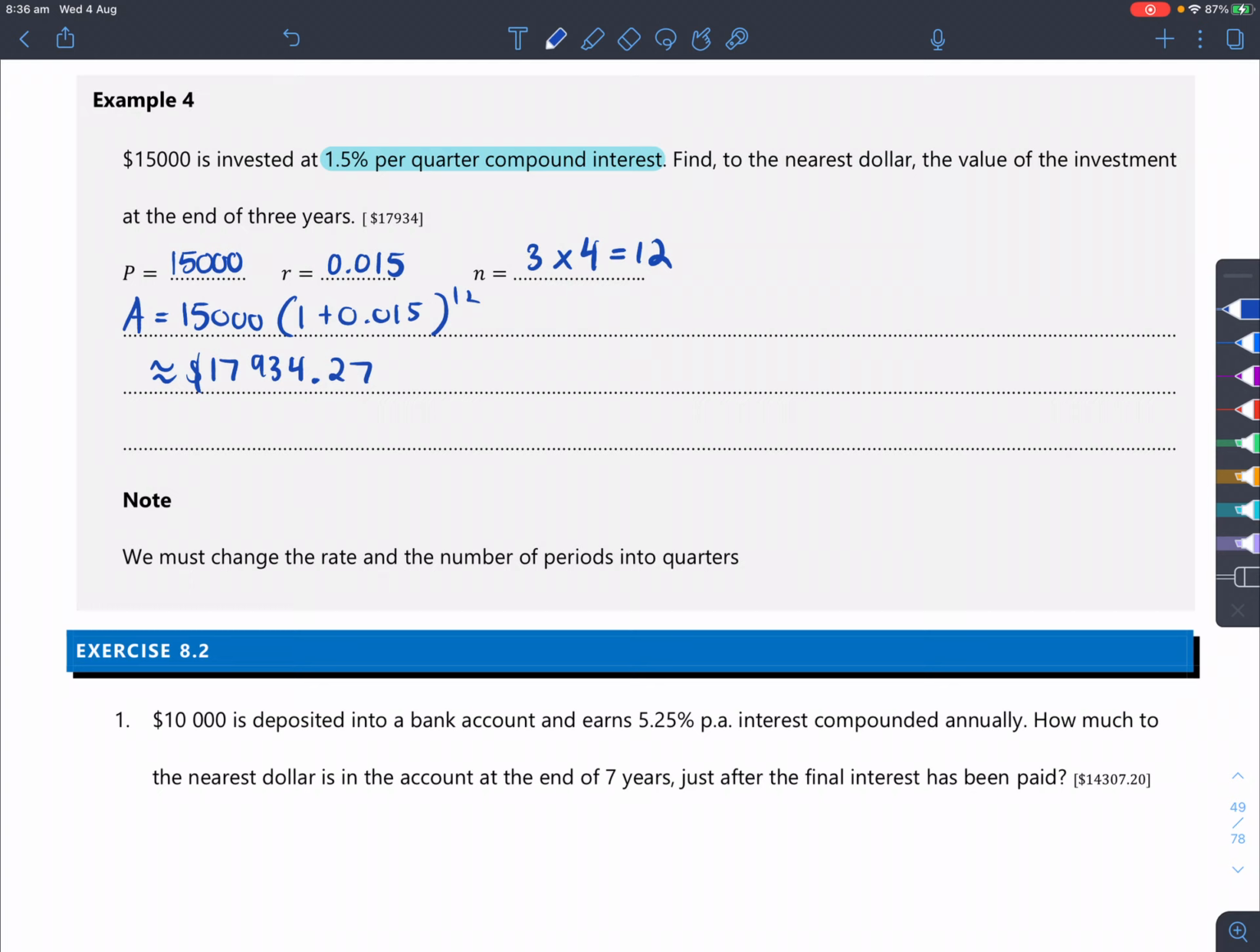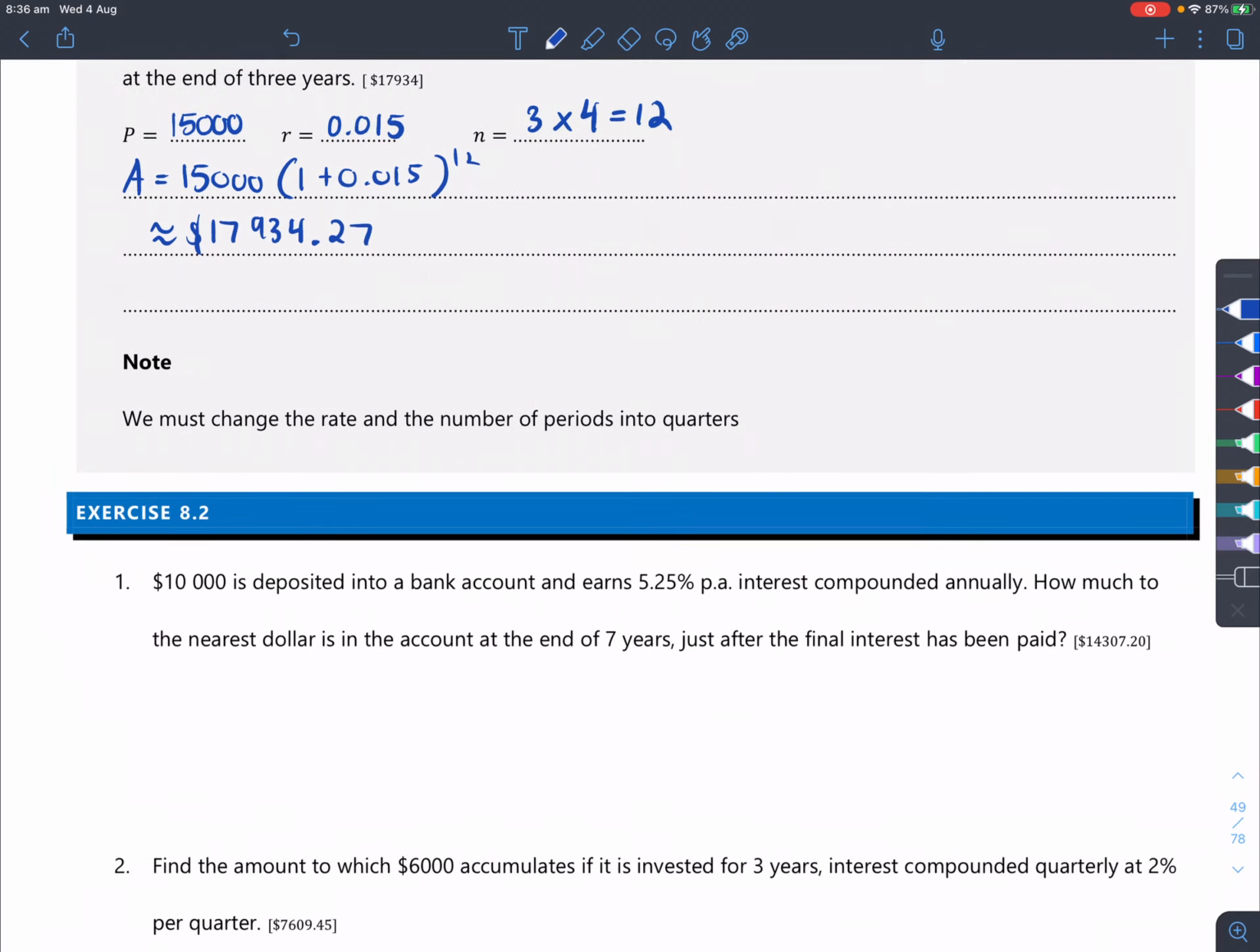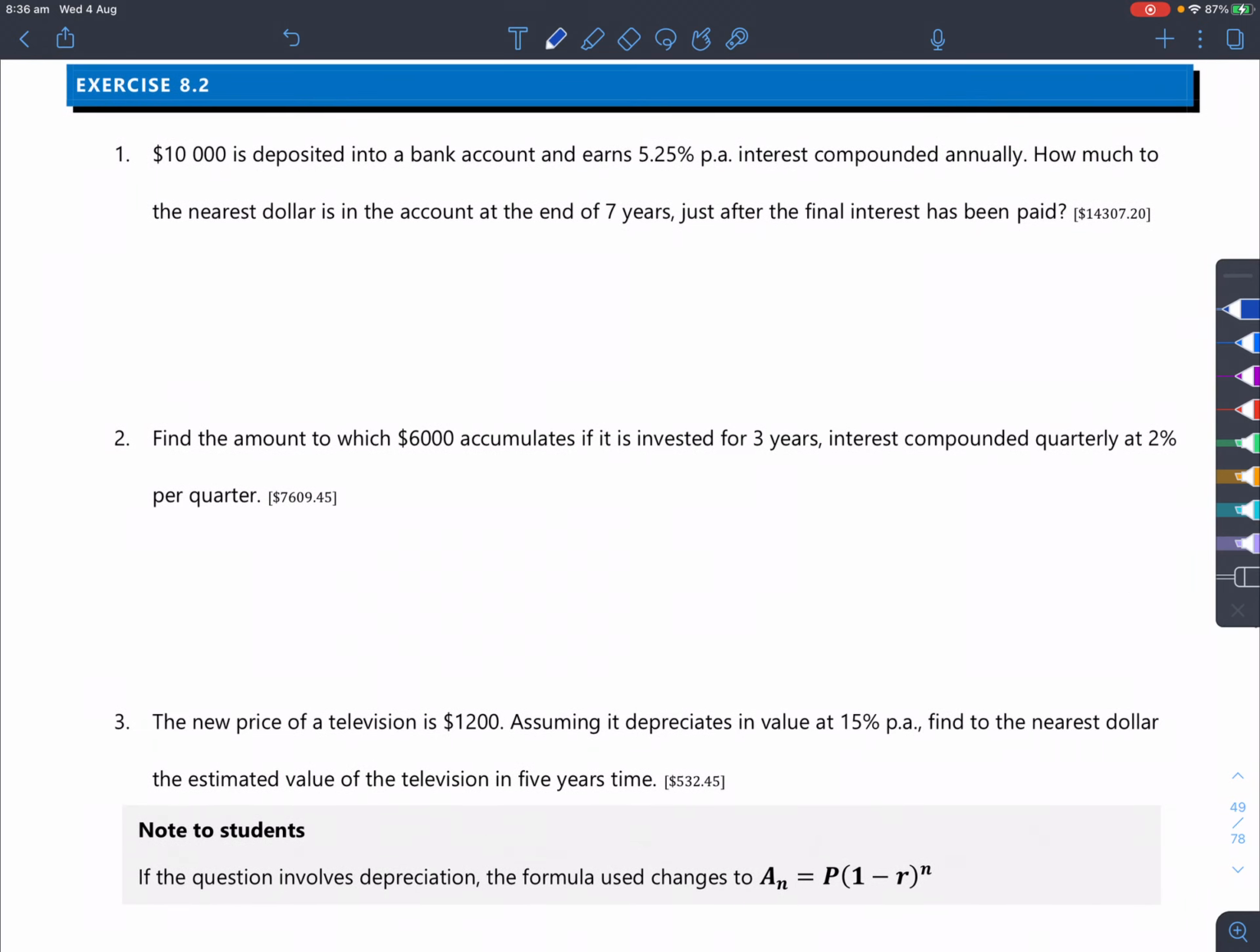Let's have a look at our next question here. So $10,000 is deposited into a bank account and earns 5.25% per annum interest compounded annually. How much to the nearest dollar is in the account at the end of 7 years, just after the final interest has been paid? Okay, so we've got $10,000 deposited into a bank. So that's our principal. There's our rate annually, and it wants us to find out how much it is at the end of 7 years. So let's just write that down.